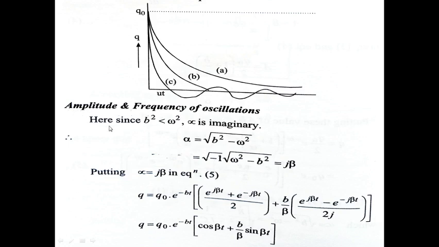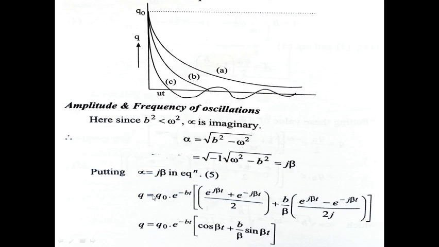Now, the condition for oscillation is when b square is less than omega square, so alpha is imaginary, so alpha is equal to under root minus b square minus omega square. If the negative sign is taken common, then under root minus 1 into under root omega square minus b square. Under root minus 1 is a complex quantity, that is j, and for under root omega square minus b square we use beta. So alpha is equal to j times beta. So use this value of alpha in equation 5.